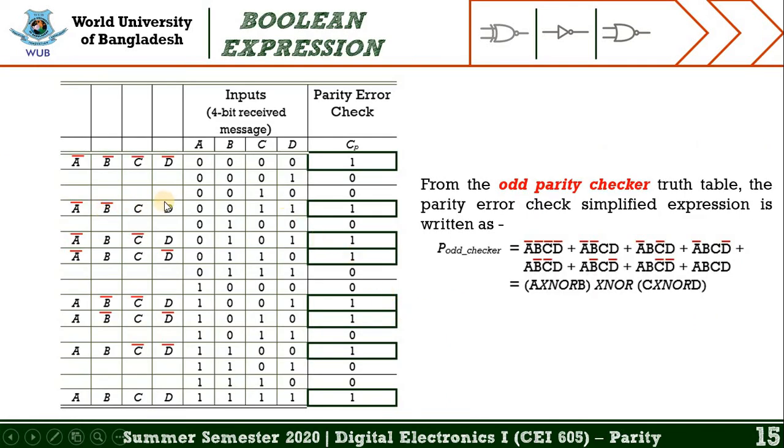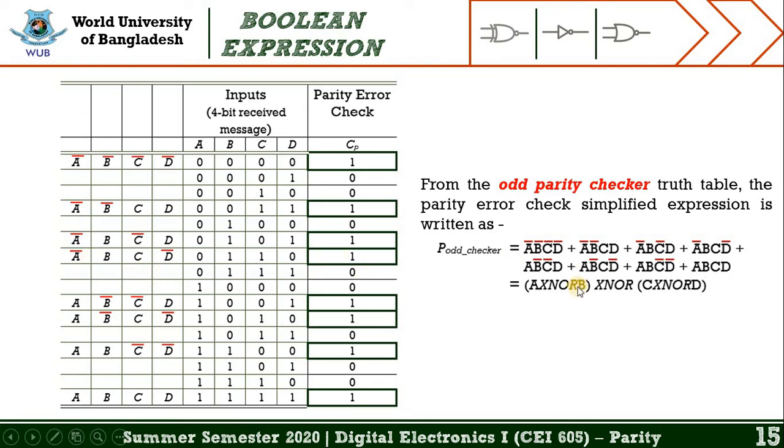And from this slide we may learn the Boolean expression of the odd parity checker. If we consider the first one in the parity error check, which has 4 input values, 0 0 0 0, we may write for this condition not A, not B, not C, not D. And we can write in the same way for the rest of the ones.